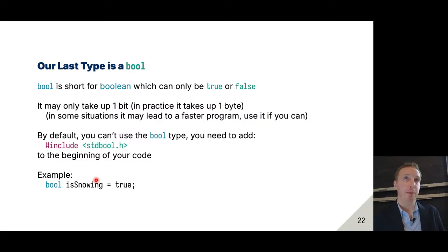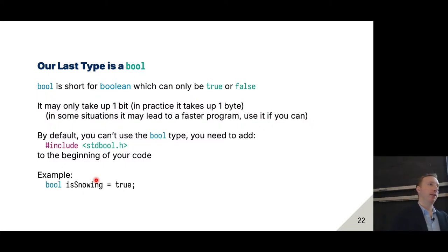So the last type you'll be using in this course is called a bool. It is short for Boolean. And a Boolean is just a name for a value that can either be true or false, and those are the only options. So if it can only be true or false, we talked about that before, that should be like that light bulb. It should only be 1 bit.